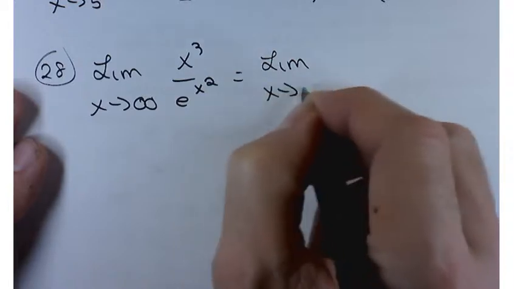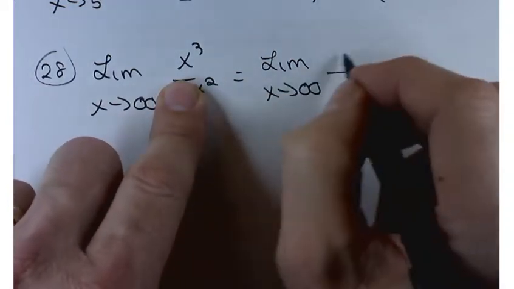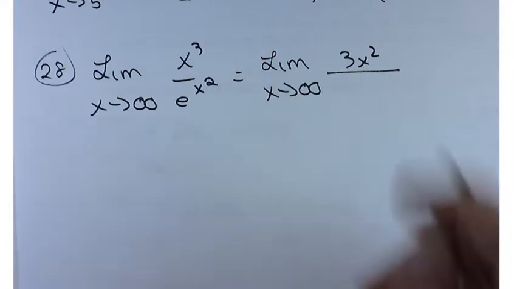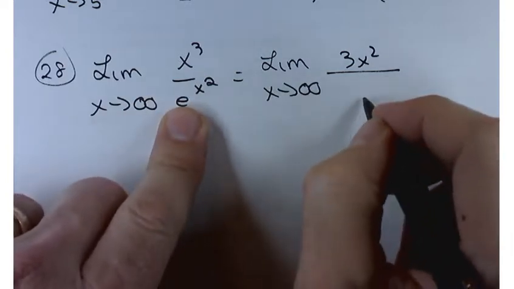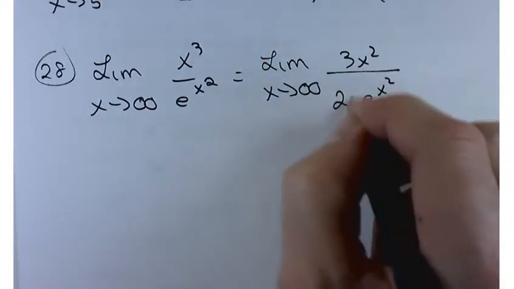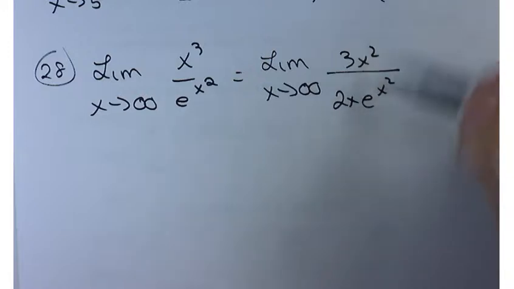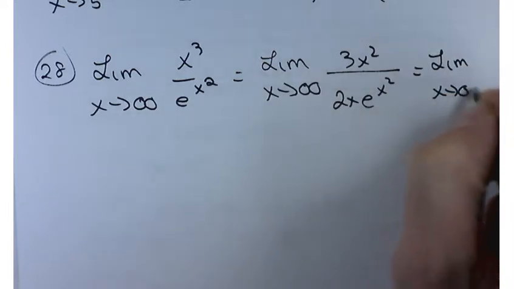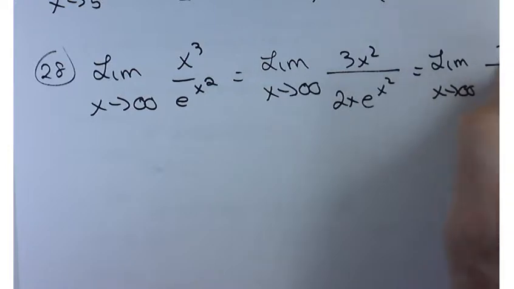So it's the limit as x approaches infinity of 3x squared. Now you got to be careful in differentiating that term in the denominator. What's going to happen with that term there? It's e to the x squared times the derivative of x squared, which is 2x. And at least we get a little cancellation here, right? The x's can cancel. So let's do that. So it's now the limit as x approaches infinity of 3x over 2 e to the x squared.